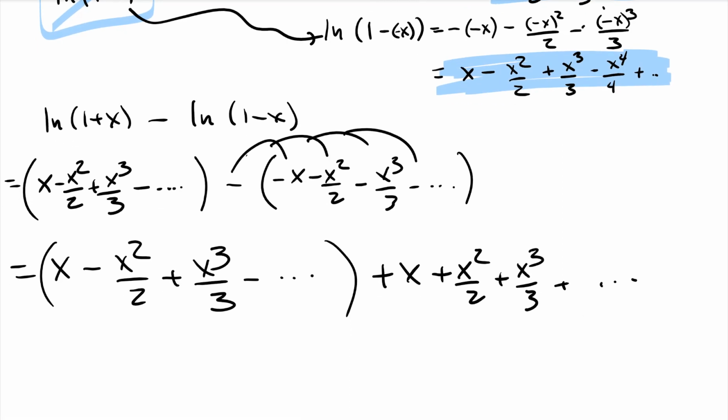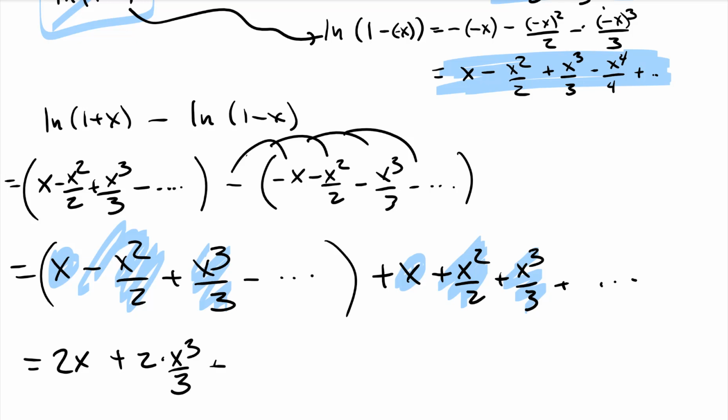So let's put them together and combine like terms. We have x plus x, and that's 2x. Now we have negative x squared over 2 and positive x squared over 2. Those cancel. Then we have our x cubed over 3 plus our x cubed over 3, so we end up with plus 2 times x cubed over 3. And then we'd lose our x to the 4th because they'd be different signs. Then we end up with 2x to the 5th over 5 if you continue the pattern. And there we have it. We've now combined into 2.